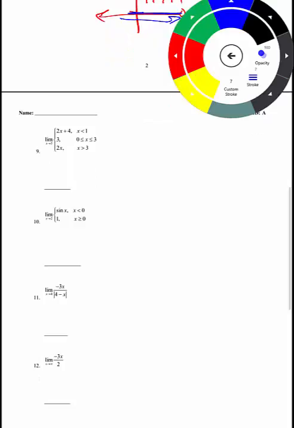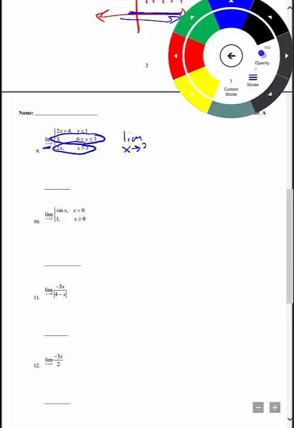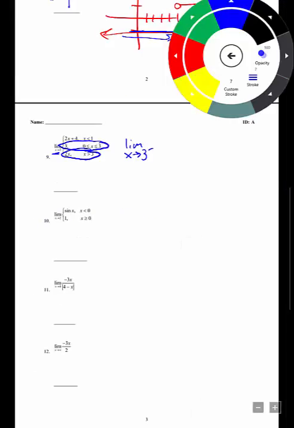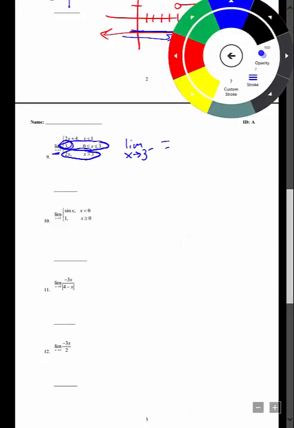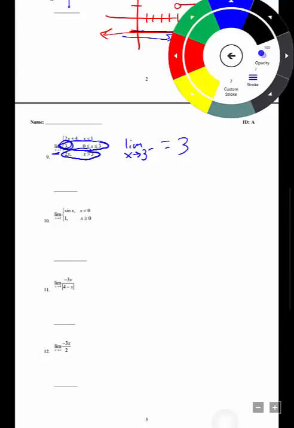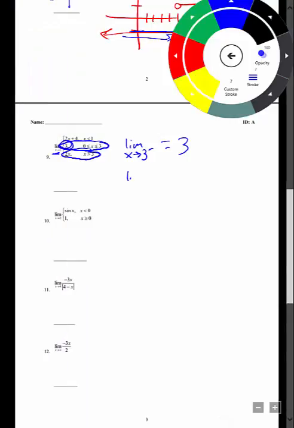Alright, next. This one says as x approaches 3, right? So we're going to check this part and this part. The limit as x approaches 3 from the left side is going to be this number 3, so it's going to be equal to 3. And the limit as x approaches 3 from the right side will be 2x, right? This right part. We plug in and we get 6. So they're not equal, so this number 9 was DNE.